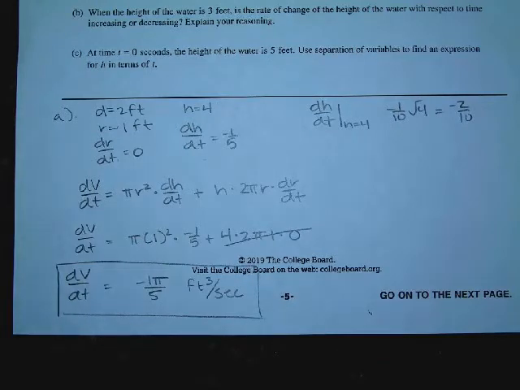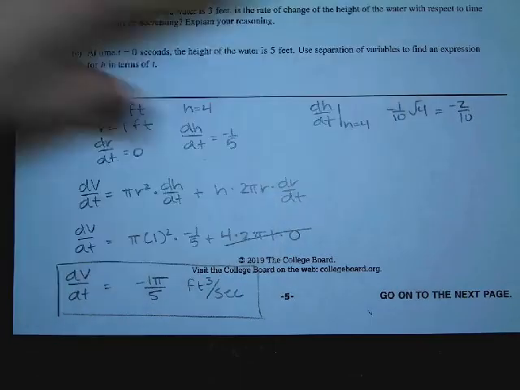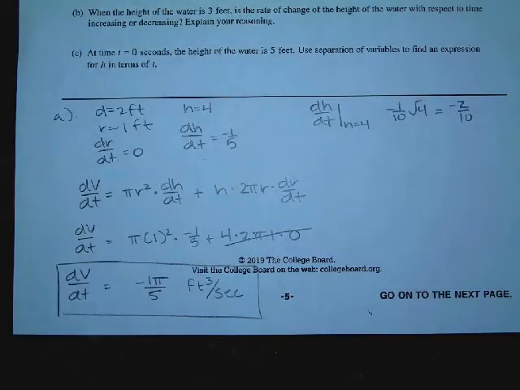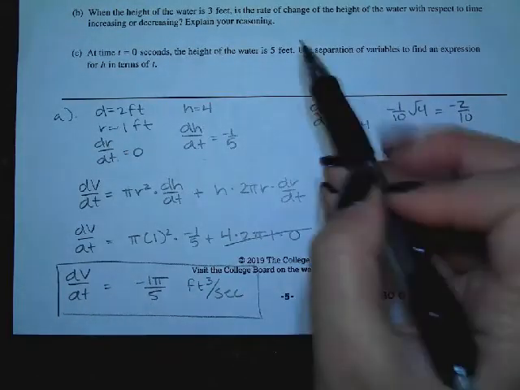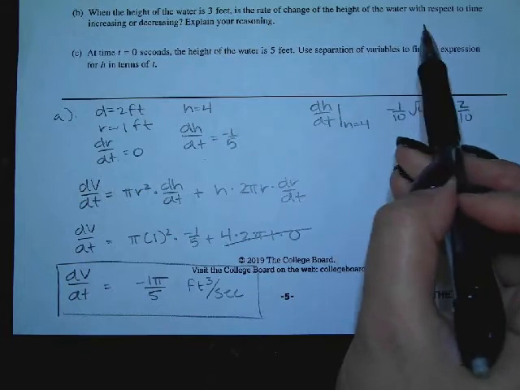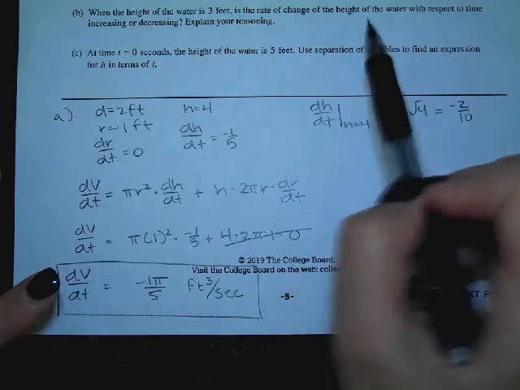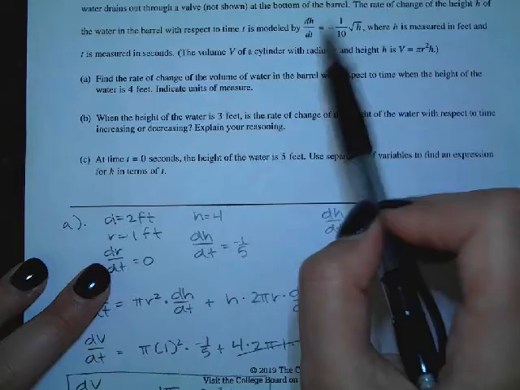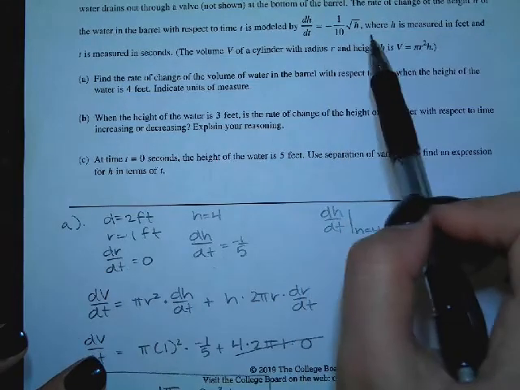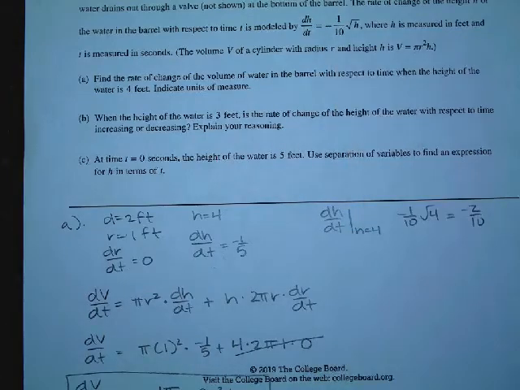All right. Part B says when the height of the water is 3 feet, is the rate of change of the height of the water with respect to time increasing or decreasing? So we have the rate of change of the height of the water, that's your dh/dt. To see if that's increasing or decreasing, we just need to take the derivative of that. So here's your implicit differentiation.